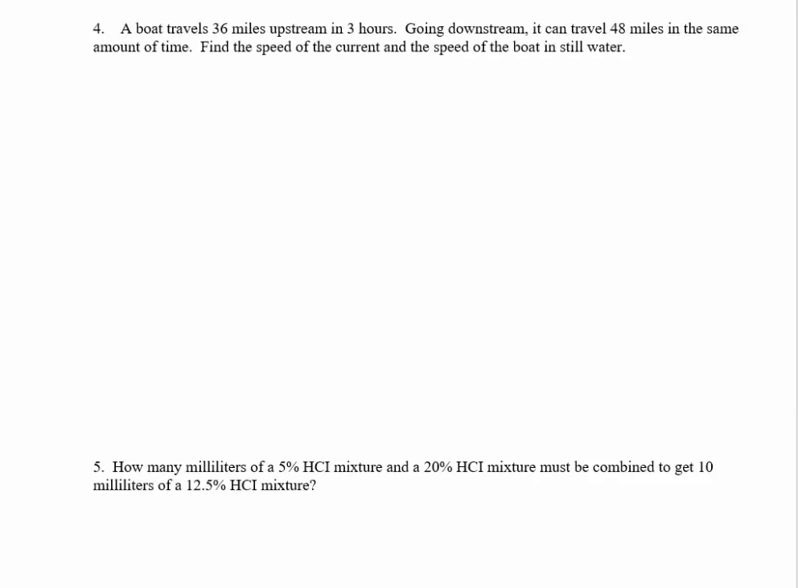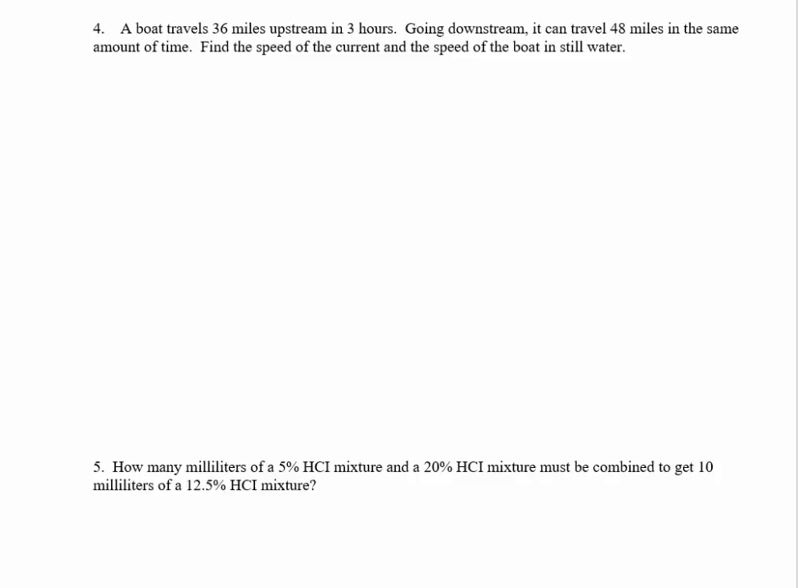Number 4. A boat travels 36 miles upstream in 3 hours. Going downstream, it can travel 48 miles in the same amount of time. Find the speed of the current and the speed of the boat in still water. Again, looking at what the question is asking will help us label our variables, but we also need to know a formula here.